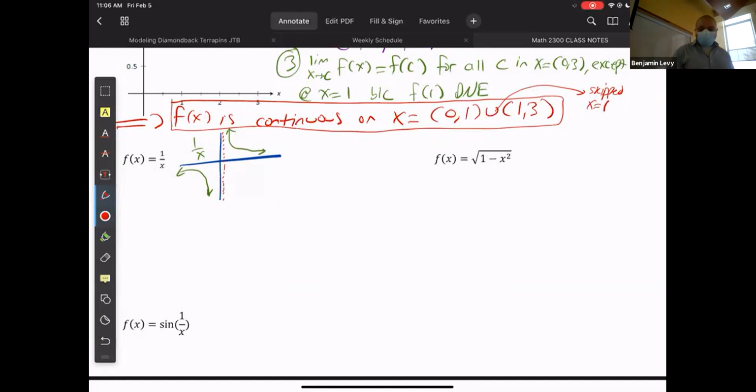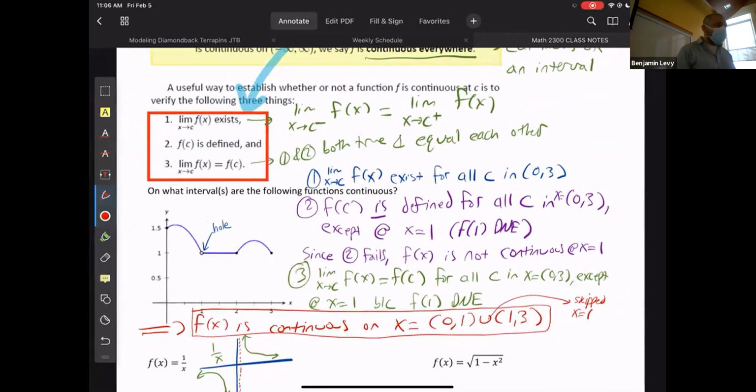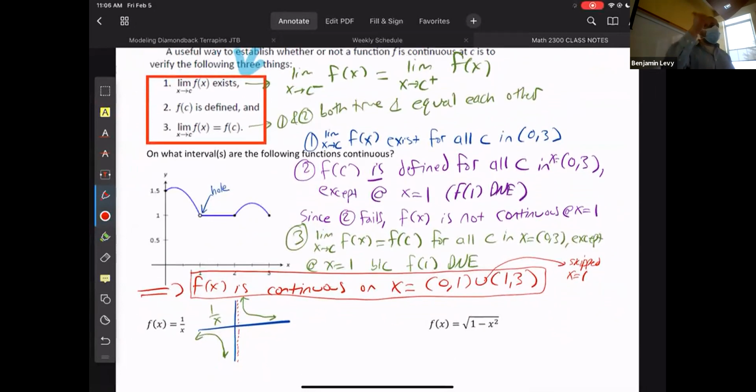And so the question is, if we wanted to think about where this function is continuous, back up to these 3 conditions. We're thinking, where does the limit exist? Where is the function defined? Where does the limit equal the function value? And so it's going to be everywhere on this graph except at 0.